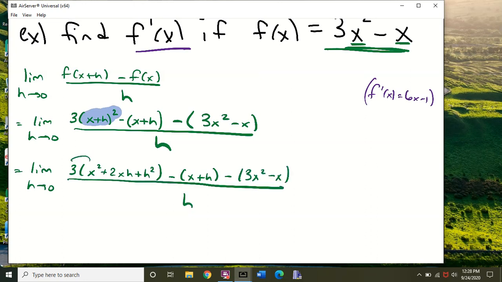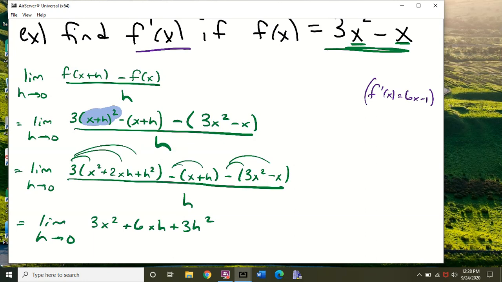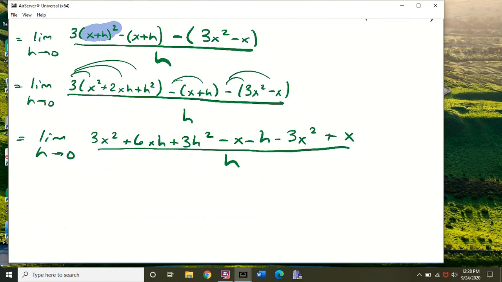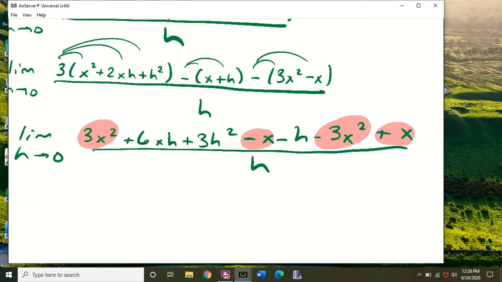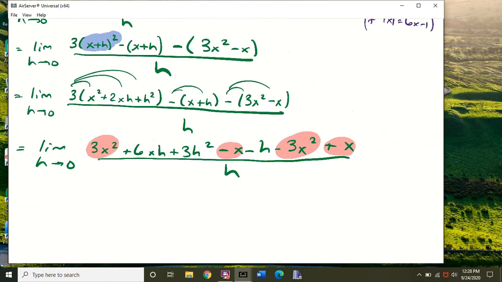And now I'm just going to go ahead and distribute my 3 and my negatives here. And let's see what happens. So we're going to get 3x squared plus 6xh plus 3h squared minus x minus h minus 3x squared plus x, all over h. And now let's go through and see what happens here, right? Notice we have a 3x squared with a minus 3x squared. They're going to cancel out. We have a minus x with a plus x. They're going to cancel out. Okay? And in fact, anything that's just in terms of x ended up canceling out here. Every single term that's left has still got the letter h in it.